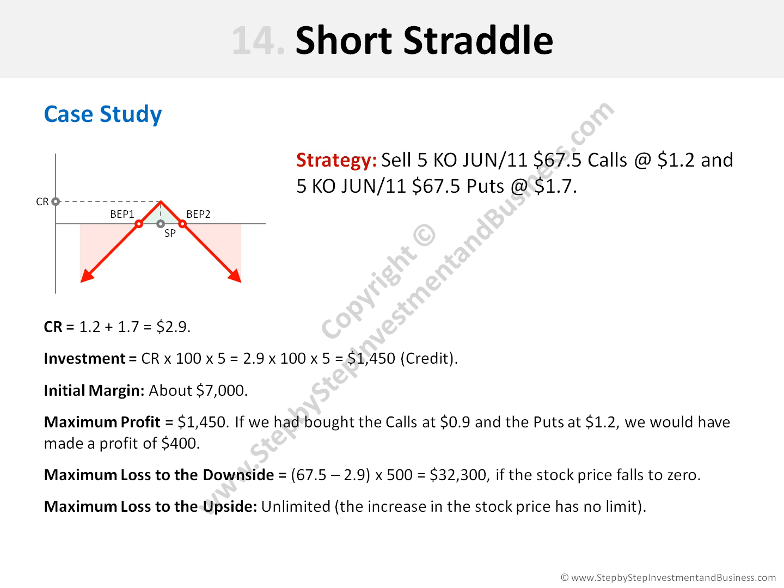The maximum loss to the downside is equal to the strike price of the options minus the credit received multiplied by the number of shares. That is, $32,300. This occurs if the stock price falls to 0. On the other hand, the maximum loss to the upside is unlimited because the increase in the stock price has no limit.